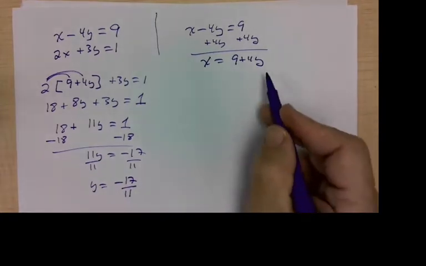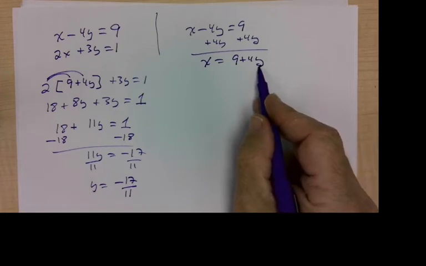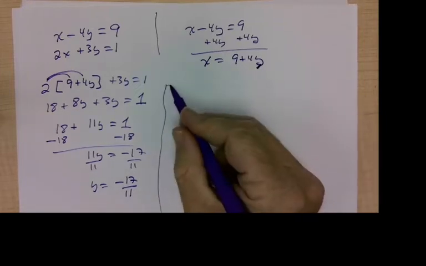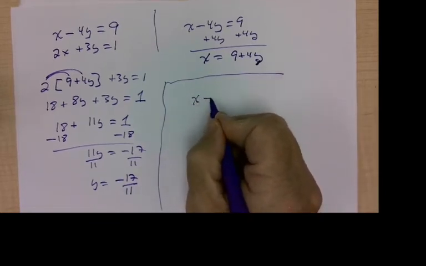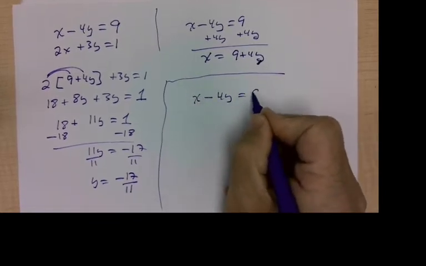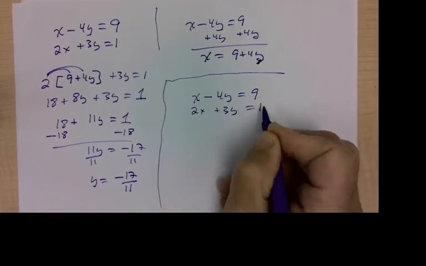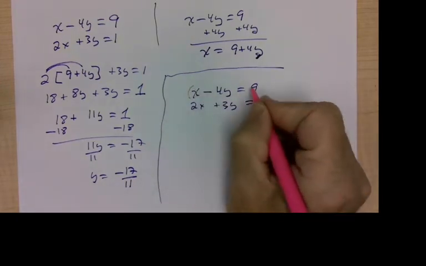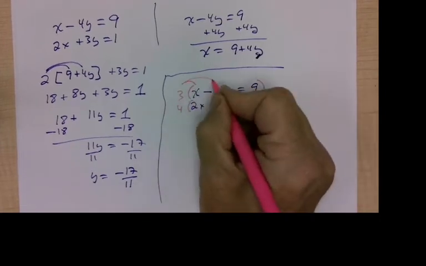Now, I'm not that thrilled about plugging negative 17/11 in there to solve for x. So what I think I'm going to do instead is eliminate variables to solve for x. I'm going to eliminate the y's. So this is kind of half substitution, half elimination. So let's try that. x minus 4y equals 9, 2x plus 3y is 1. I want to solve for x, which means I've got to eliminate the y's. So I'll multiply the first equation by 3 and the second one by 4.